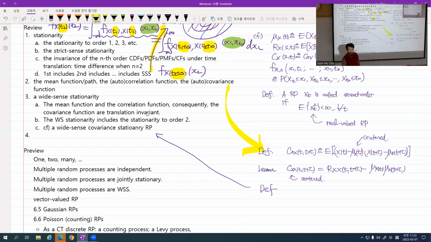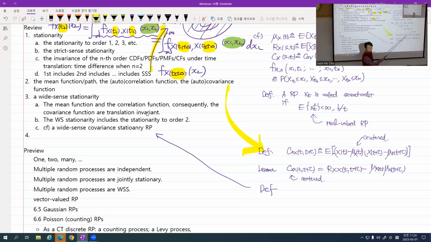Please do not ask what is the covariance of two random variables. The covariance of two random variables is defined as the expectation of the first random variable minus its mean times the second random variable minus its mean. So you have the first random variable minus its mean.